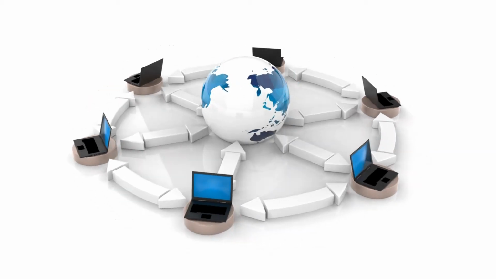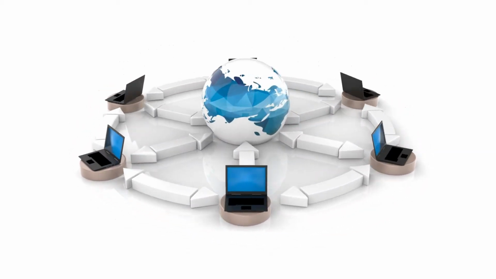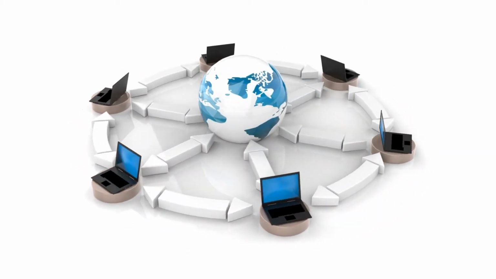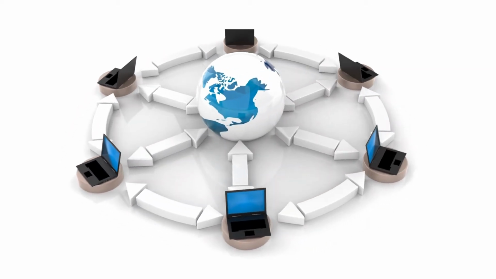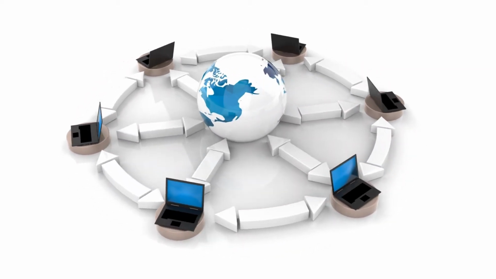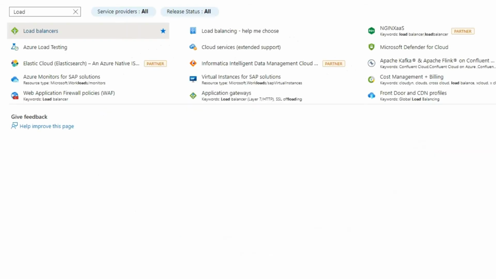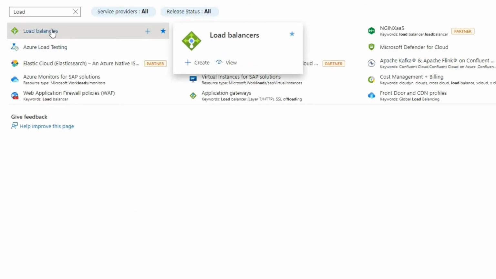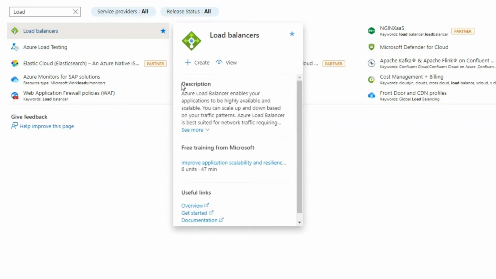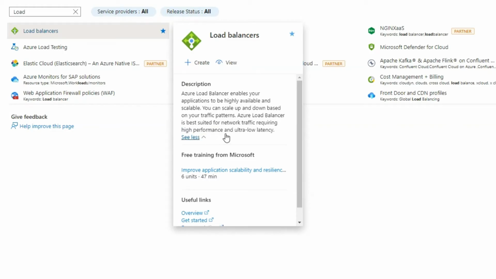Networking is another critical component, enabling communication between VMs and other resources. This includes virtual networks, subnets, and IP addressing. Load balancers distribute incoming traffic across multiple VMs to ensure optimal performance and reliability. By managing traffic effectively, load balancers prevent any single VM from becoming a bottleneck, enhancing the overall responsiveness of applications.